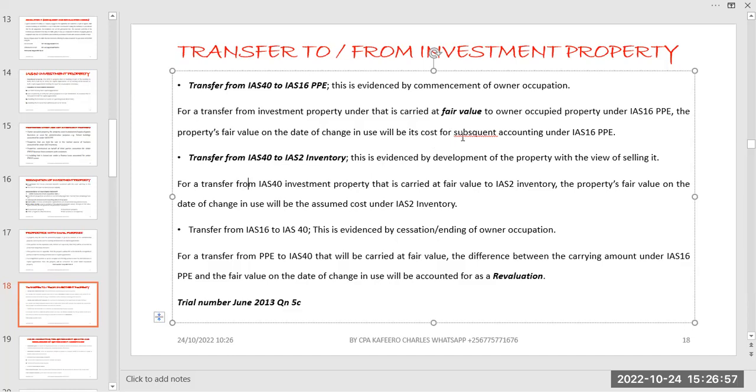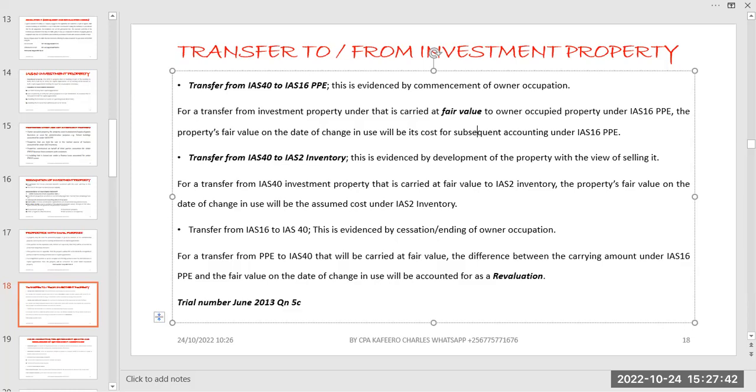And we are saying that if you are converting that asset from investment property to inventory, then this is evidenced by the development of the property with the view of selling it. Of course, when you want to sell especially these non-current assets, you modify them. If it is a tractor, you put some color and whatever. You do some repairs so that if someone does a road checkup, it can be really working good, so that you can maximize the amount you are supposed to get from that asset.